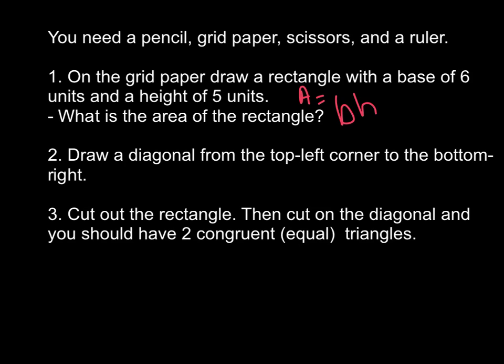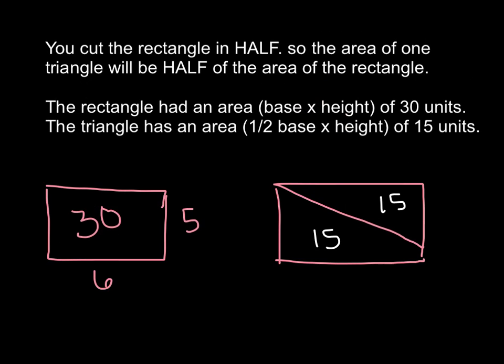Alright, so draw a diagonal. When you take your grid paper, draw a diagonal from the top left corner to the bottom right. And then cut out the rectangle, and then cut on the diagonal, and you should have two congruent triangles. So here's a little example. This is what you should have when you cut the rectangle in half.